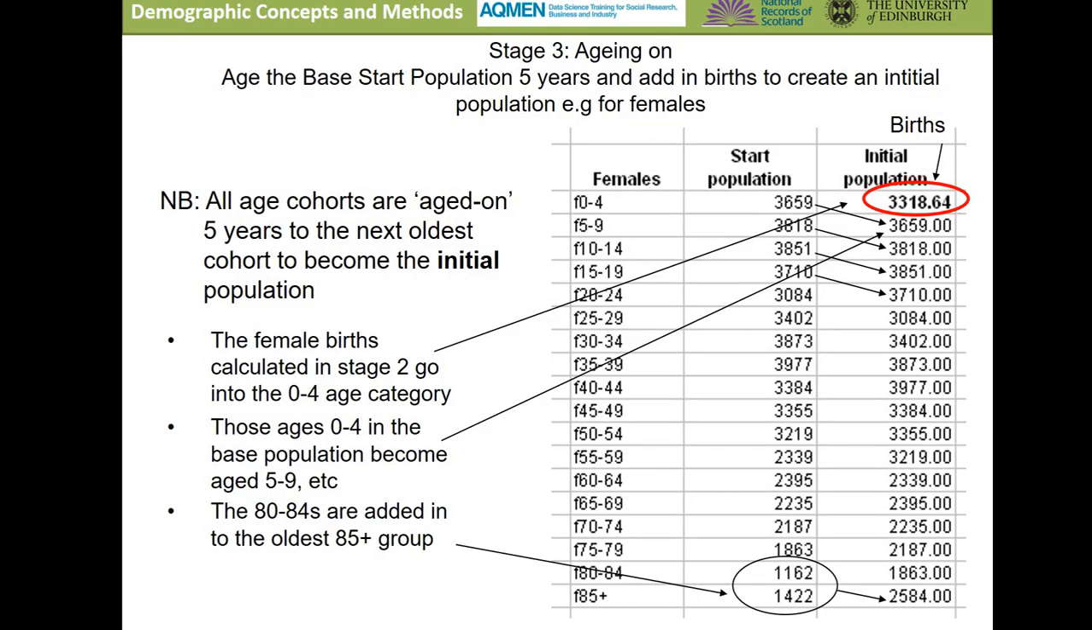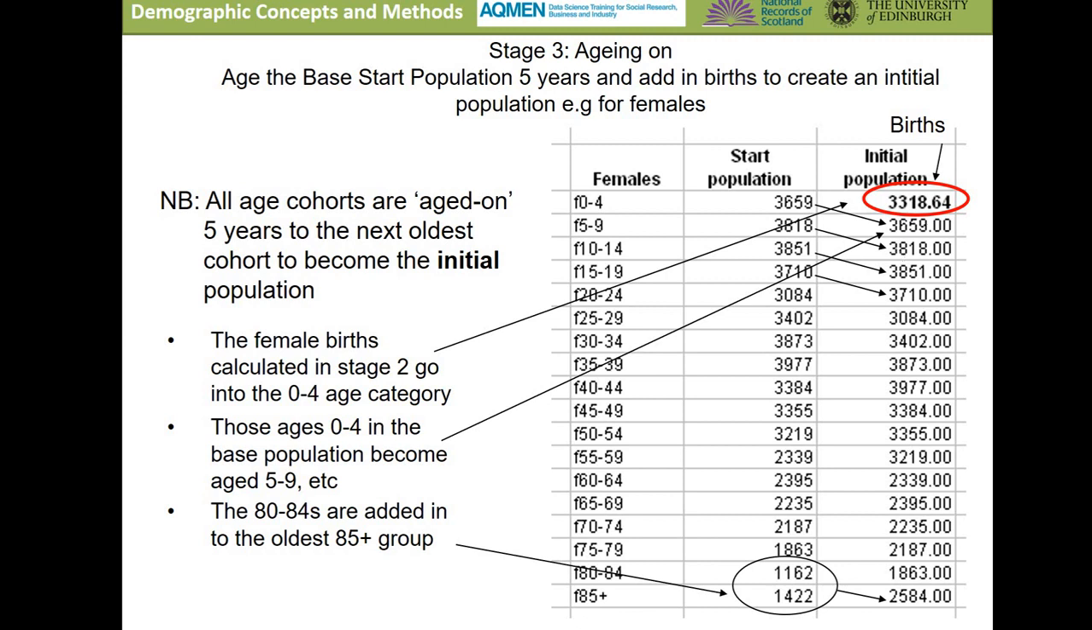So we can now add those births into our initial population. So we have the 3,318 female births here, which gives us our initial population of 0 to 4 females. The rest of the start population we are aging on. So the 0 to 4 population, the start population, is aged on by 5 years to reach the age of 5 to 9. Similarly, the 5 to 9 start population is aged on to give us our initial population at age 10 to 14.